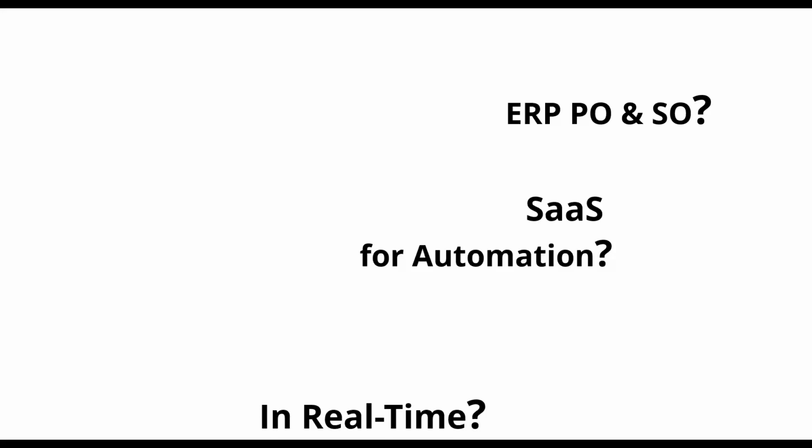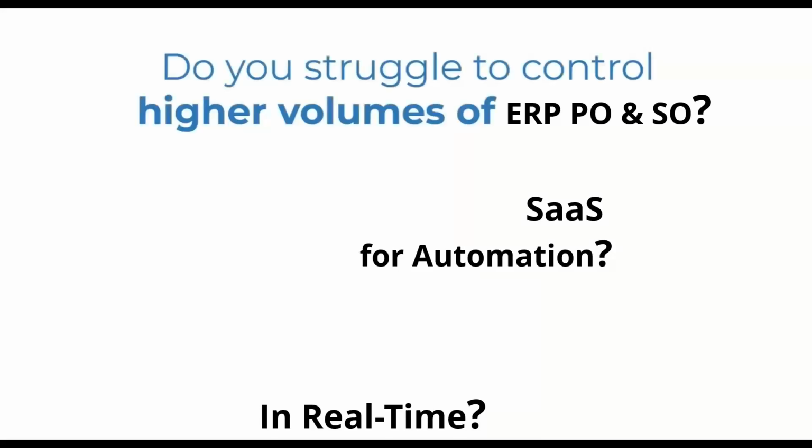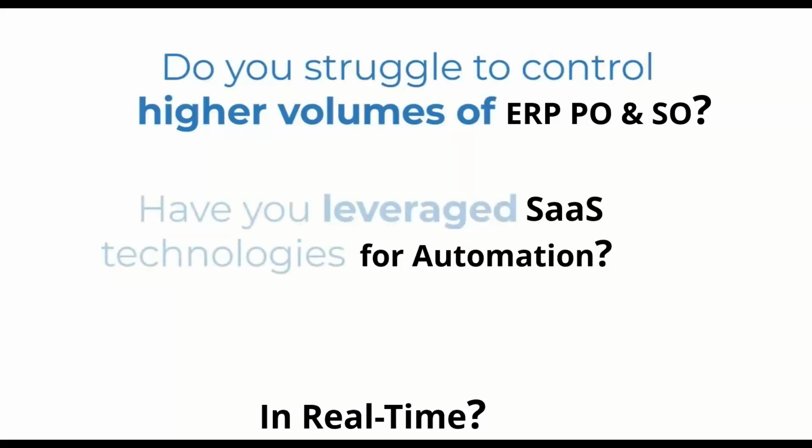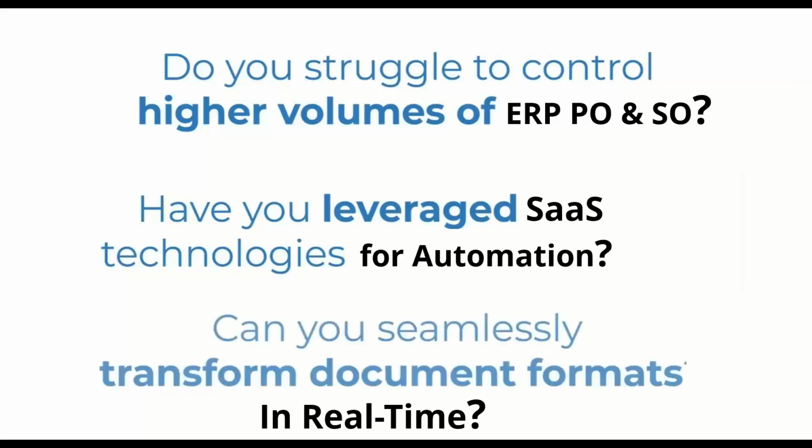So for us here at Simtrax, there are clearly 3 main topical areas that come up in many of our customer conversations around this ERP PO process: the ability to leverage SaaS technologies to automate this whole process, and then to be done in real time, right? So these are the common questions around higher volumes for the PO process, around leveraging technologies to help automation, and then to transform documents in real time. These are the 3 key beneficial areas that a lot of our customers come up against, especially around initiating this workflow for the first time.